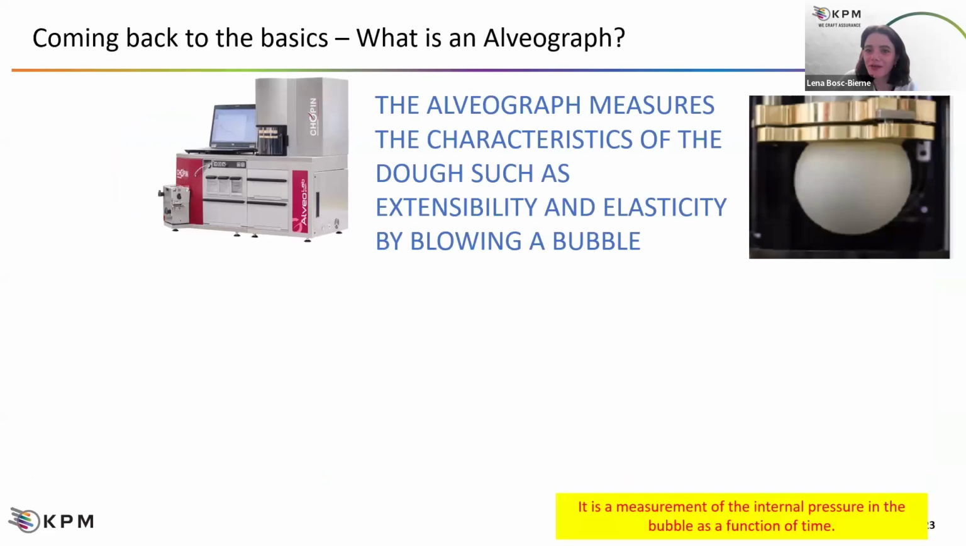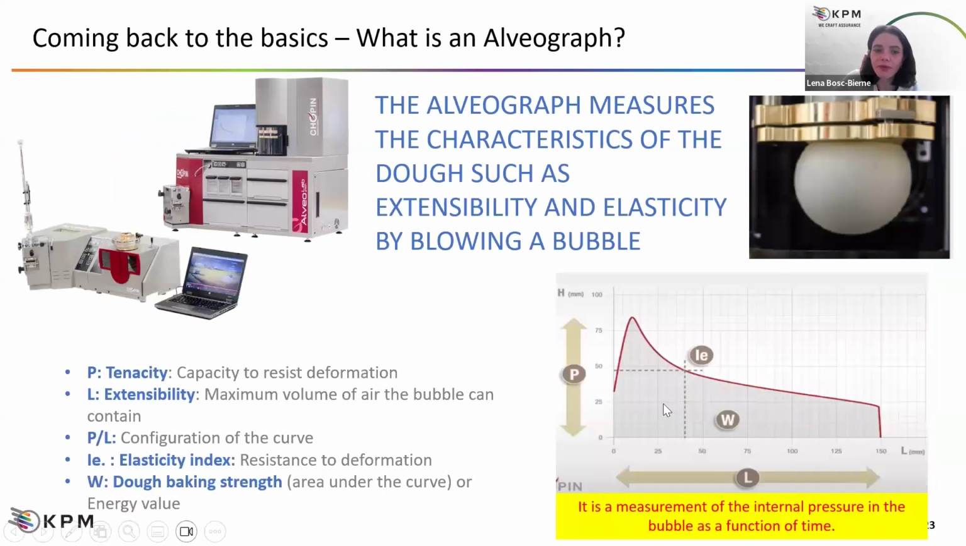So what is an Alveograph? Very simply put, it's an instrument to measure the characteristics of the dough by blowing a bubble. So we will just measure the evolution of the internal pressure in the bubble as a function of the time. And we do that thanks to an instrument called the Alveograph. Today we have 2 main models, the Alveo PC and the Alveolab. They do not have exactly the same possibilities. They do not exactly work the same way, but both are measuring the evolution of the internal pressure in the bubble as a function of the time.